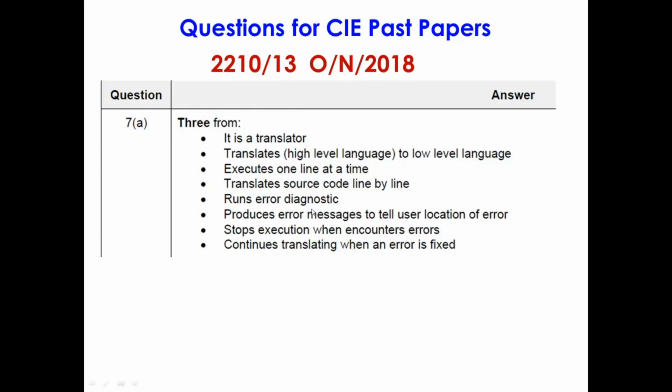It runs error diagnostics. If there is an error in this code, it will tell you. It produces error messages to tell the user the location of the error. If there is an error, it will tell you the exact location and what type of error it is. It can be when you violate the rules of the programming language, write something else, or forget something. It stops execution when it encounters errors. It will not run until you fix the problem. Translation continues once the error is fixed. So you can write any 3 from these.